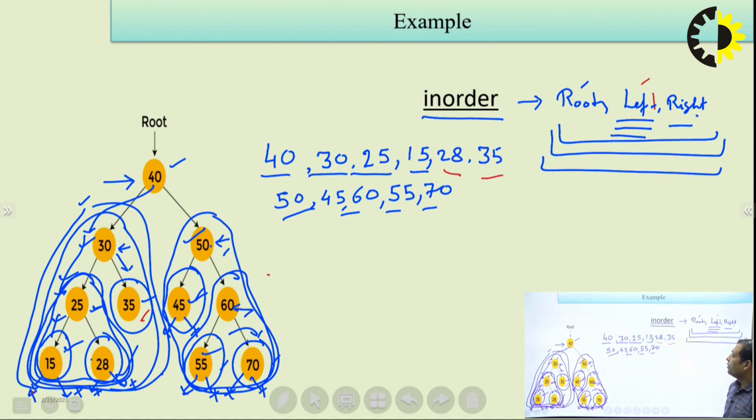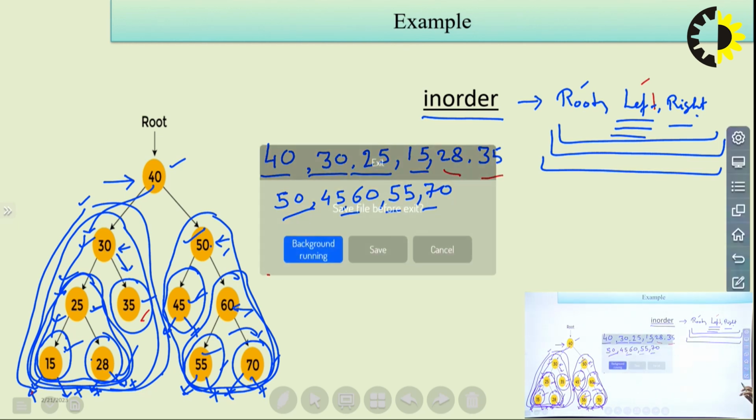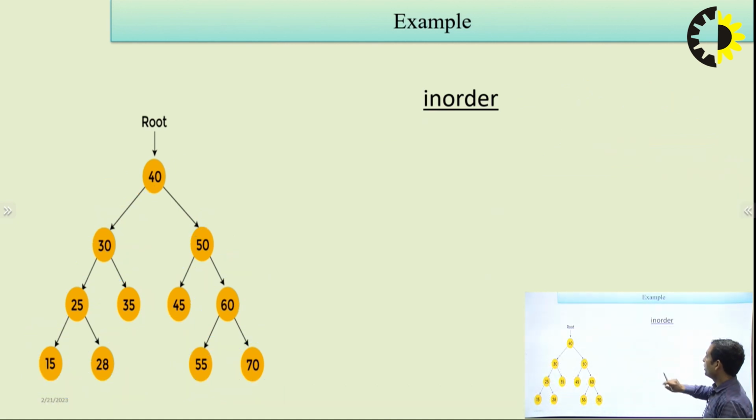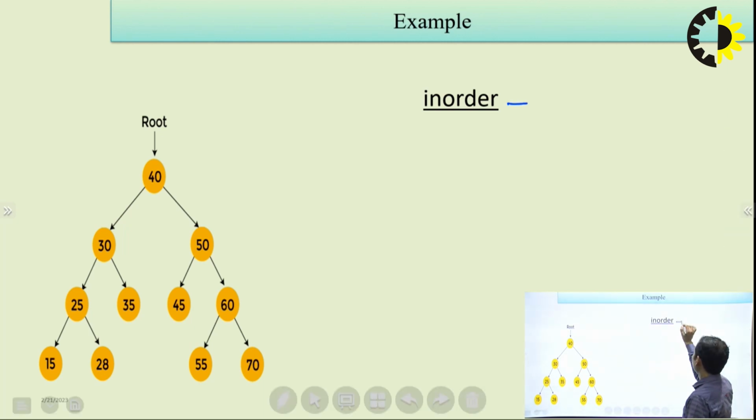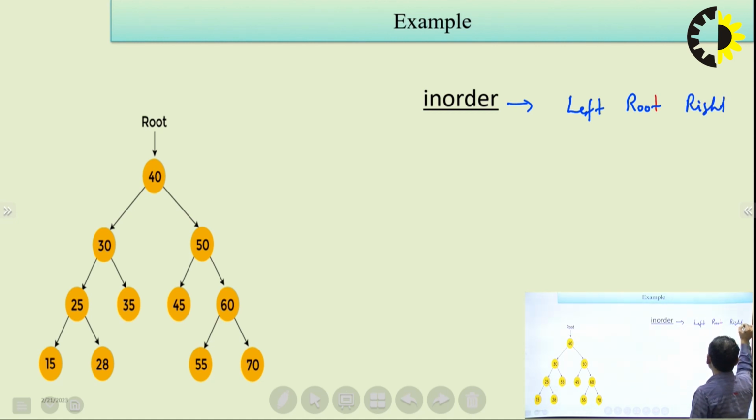Now next is in order traversal sequence for the same tree. In order traversal, as we know, what is the sequence? In order means root comes in between, and here left, then right. Okay, means first go into the left portion, then visit the root, then visit the right portion.